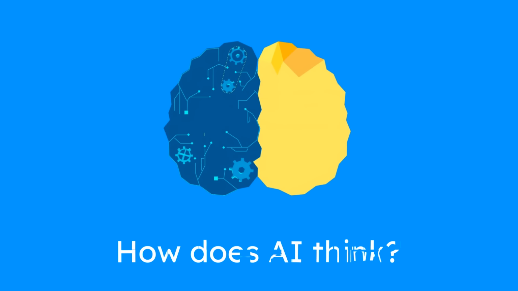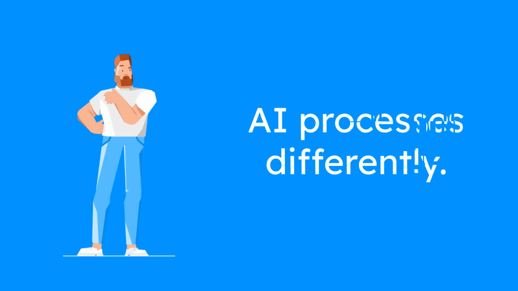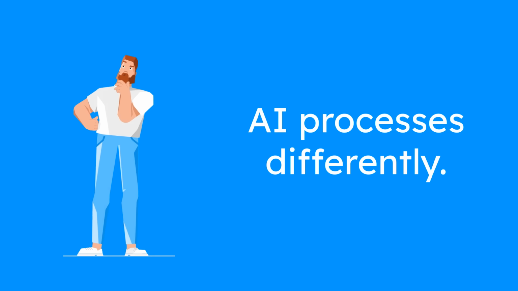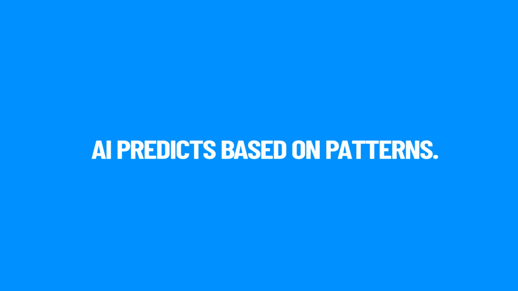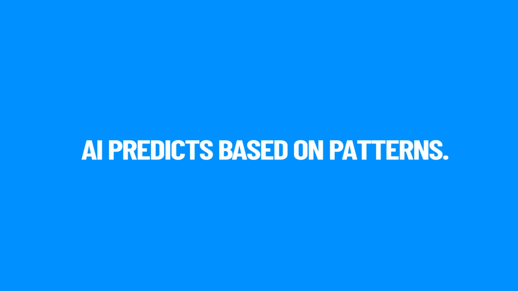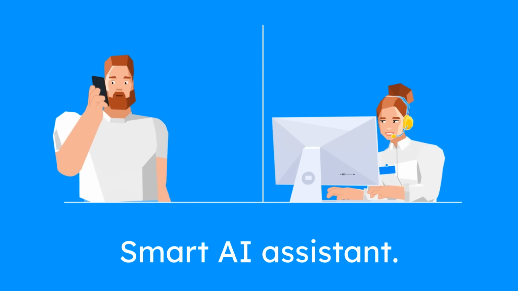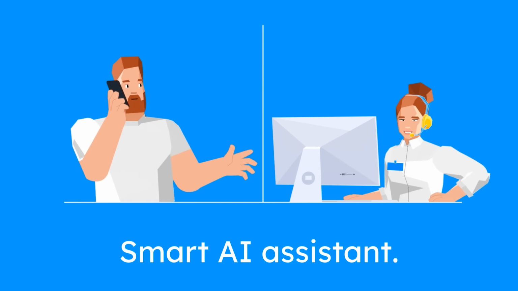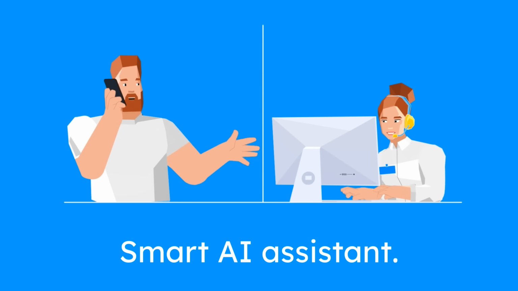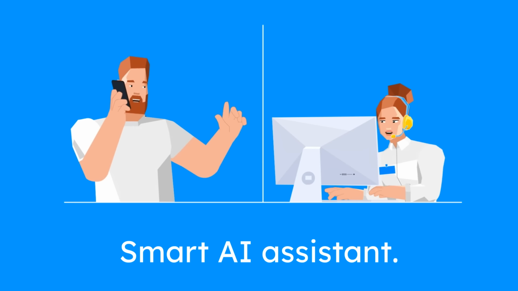So how does AI think? It doesn't actually think like we do. It predicts what word should come next, based on patterns from billions of examples. But if you give it the right context, clear instructions, manage your tokens, and apply solid structure, it feels like you're talking to a smart assistant who just gets it.